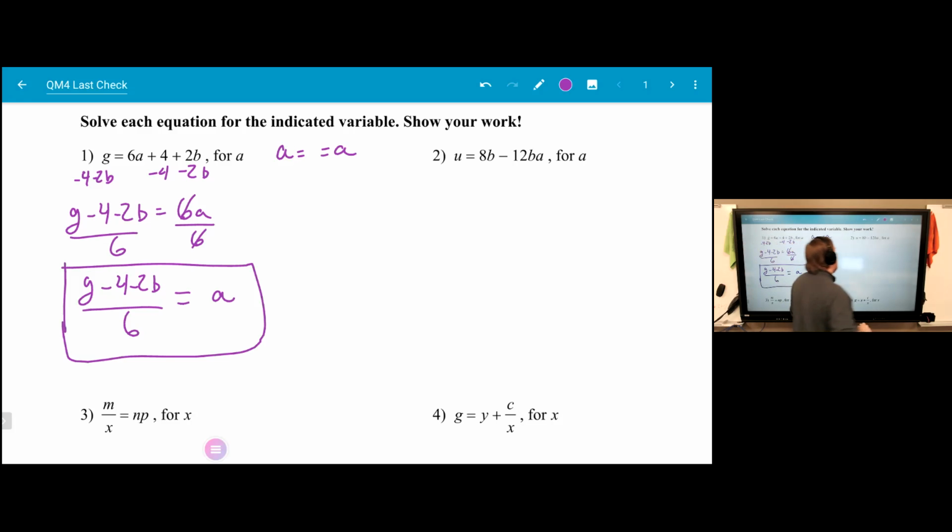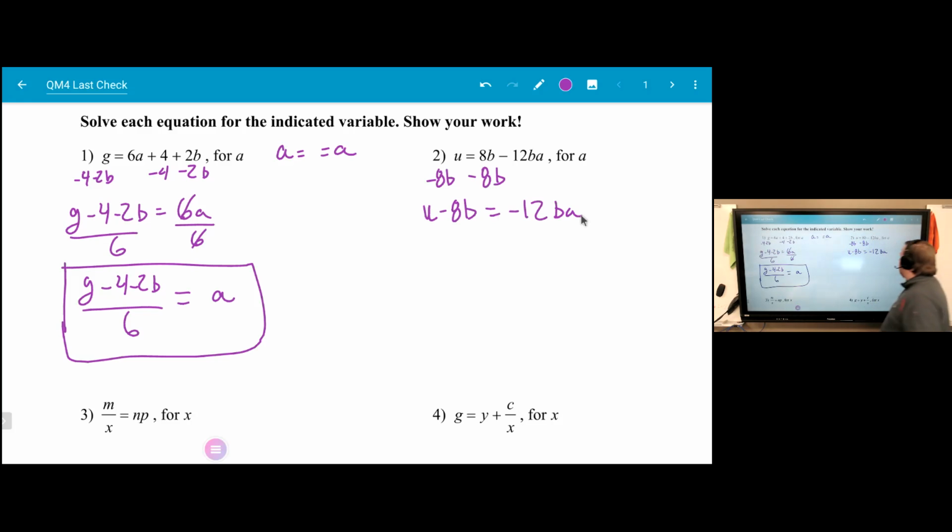Fantastic news there. Number 2, u equals 8b minus 12ba. Again, trying to solve for a, a equals something. I'm going to start by subtracting 8b from both sides of the equal sign. U minus 8b equals negative 12ba.